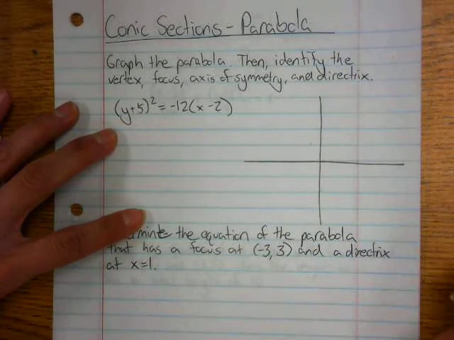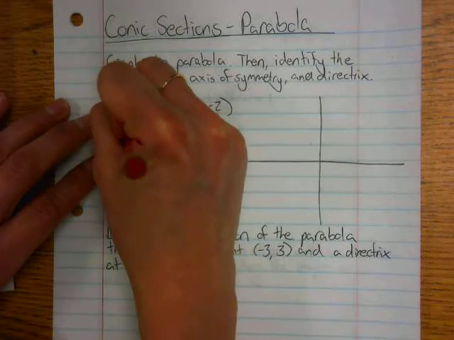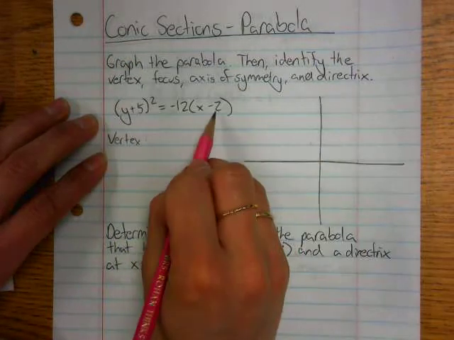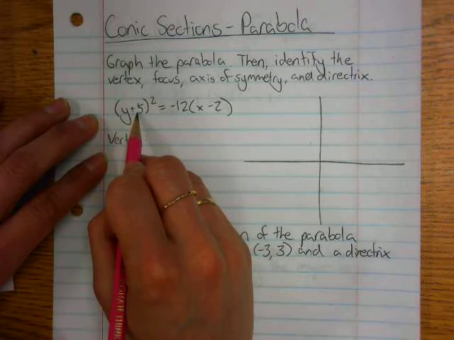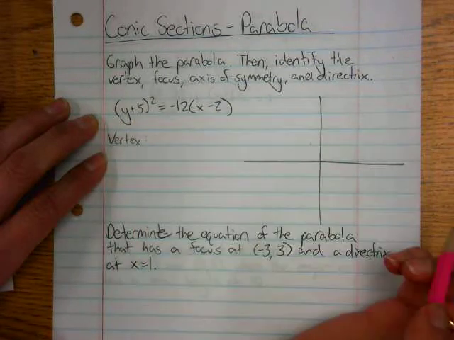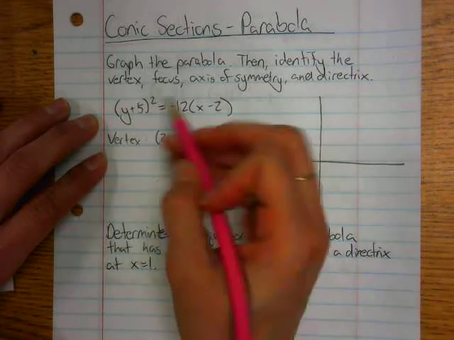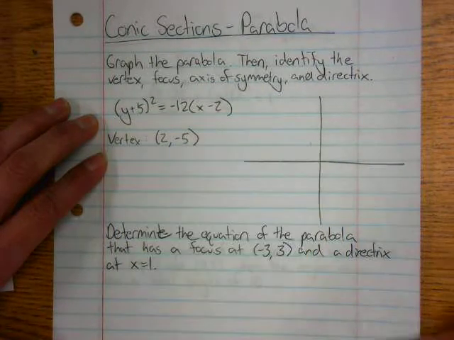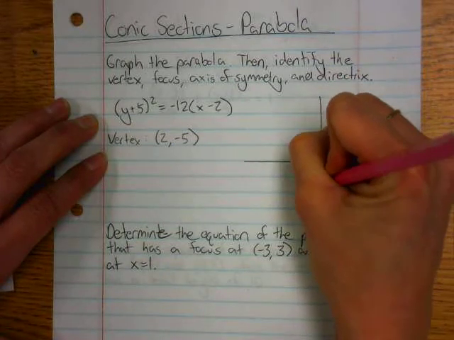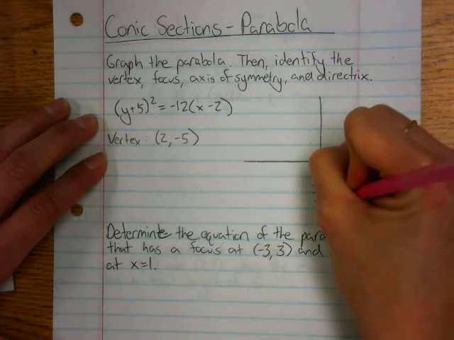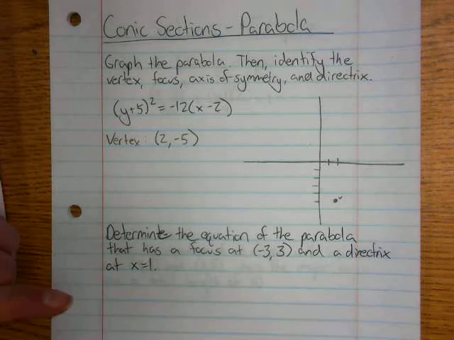So if I want to graph this, one of the first things that I'm going to start with is my vertex. My vertex is always (h, k), or it's going to come from the value in here with my x and the value in here with the y. So for x, I would have 2, that would make that equal to 0. And for y, I would have negative 5 would make that equal to 0. So my vertex is at positive 2, negative 1, 2, 3, 4, 5. Okay, and put a little v for vertex so I don't forget later what that point represents.